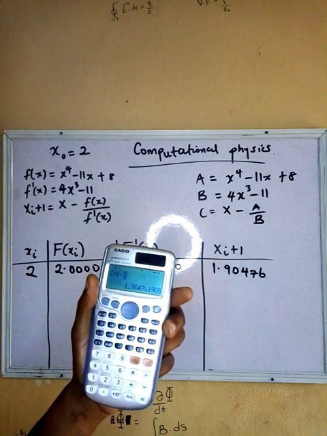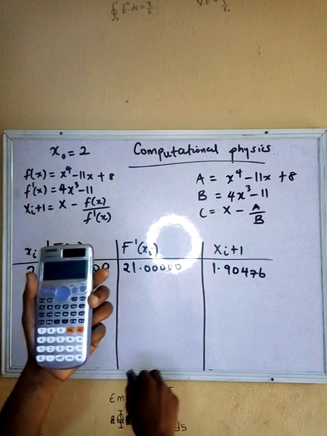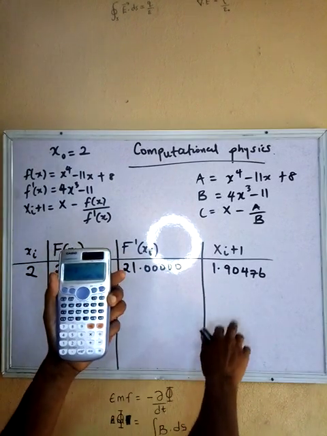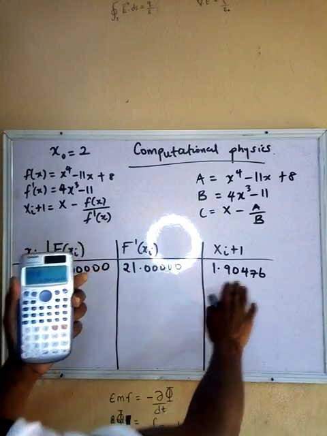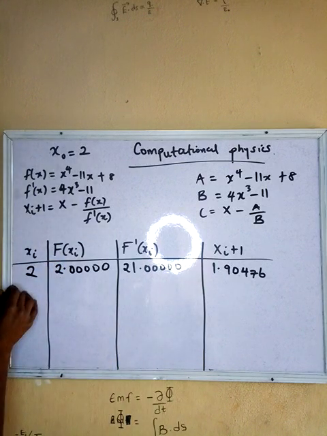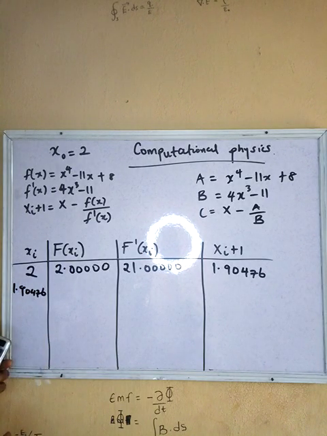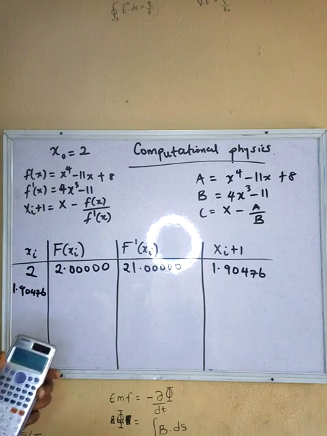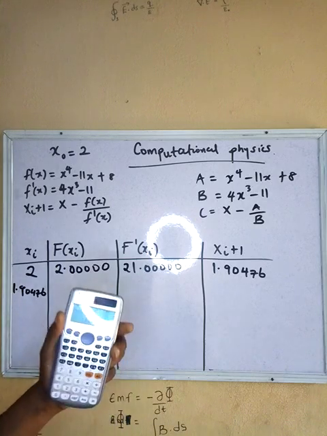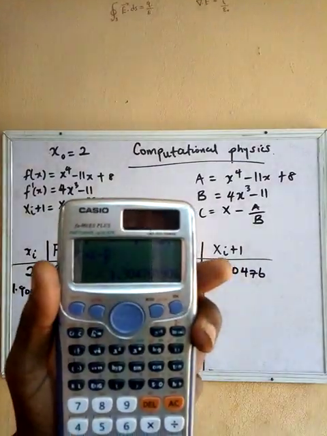Our next initial guess will be this value given to us. In this algorithm, the final answer here becomes our initial guess here. So please pay attention. Our initial guess now becomes 1.90476. So next is to insert it here.